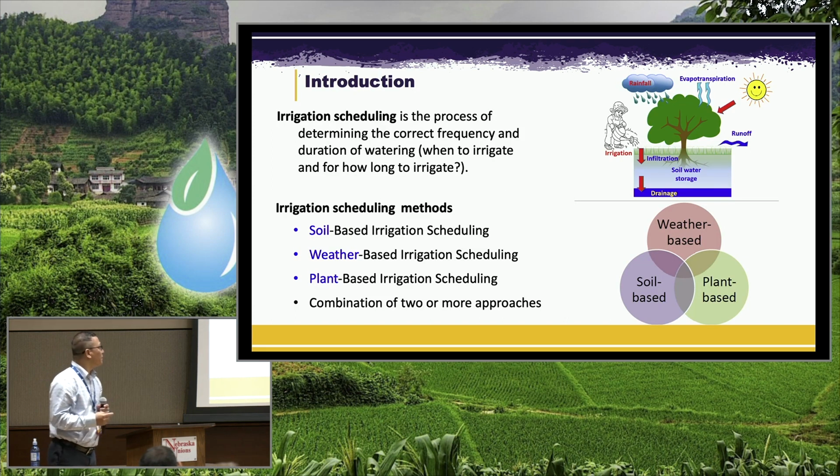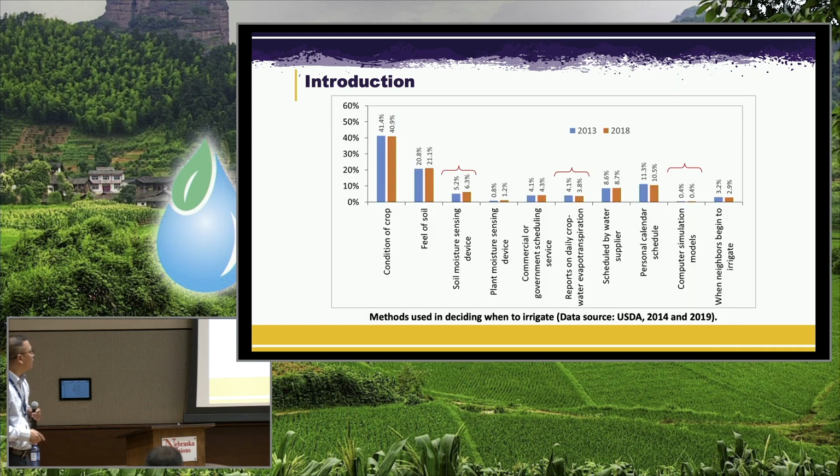This is a very brief background. What is irrigation scheduling? We all know what irrigation scheduling is, and there are different methods of irrigation scheduling, like soil-based, weather-based, plant-based, and combinations. One or two or more of these approaches can also be used for irrigation scheduling. This figure summarizes the methods used in deciding when to irrigate in the US, based on USDA 2014 and 2019 data.